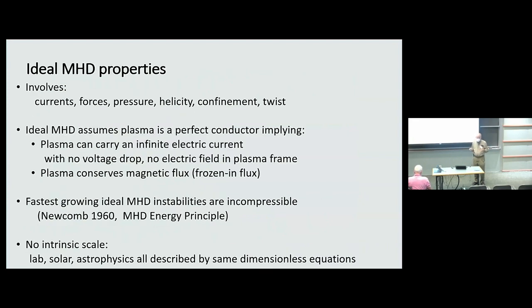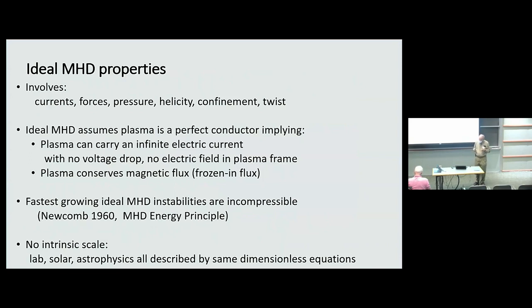So let me give you a one-slide education on MHD. MHD involves electric currents, forces, pressure, magnetic helicity, confinement, twist. Ideal MHD assumes the plasma is a perfect electrical conductor. And that means that it can carry an infinite electric current with no voltage drop and no electric field in the plasma frame.